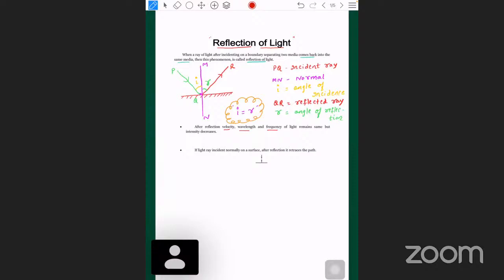So in the reflection phenomenon, which parameter decreases? Which quantity will decrease in the reflection phenomenon? Intensity. But please remember, velocity, wavelength, and frequency will remain the same. Please remember that, because the question may be asked at competitive level.